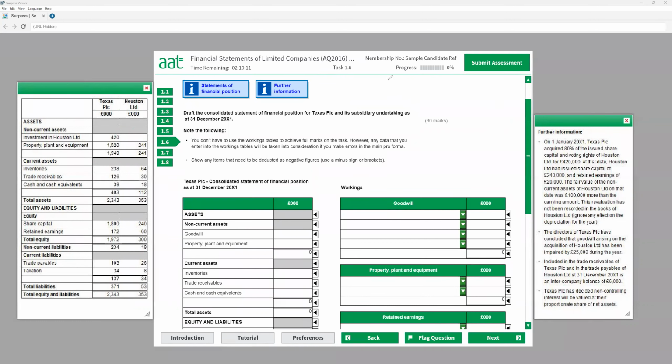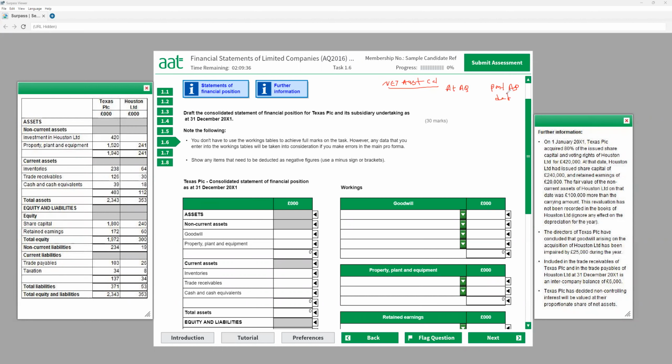So to calculate the goodwill, I need my net asset calculation. On the net asset calculation, I separate it in two sections. One is at acquisition date, the date I buy this company, and one is called post-acquisition date.